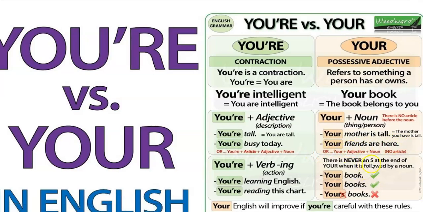There is never an S at the end of your when it's followed by a noun. So you can see right here, it's your book. That book belongs to you. Your books. The books can be plural, but you would never put an S on your. So you would not say yours books. That is not correct. Your never has an S on it.